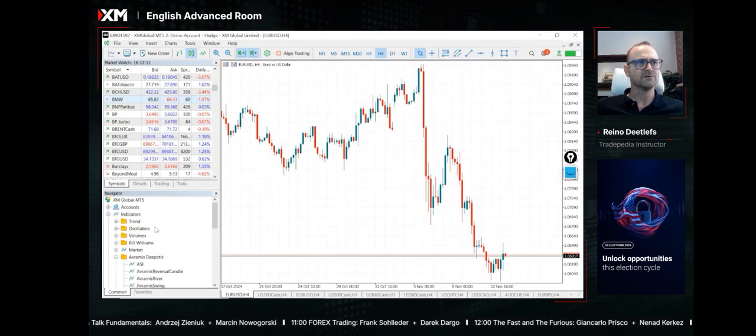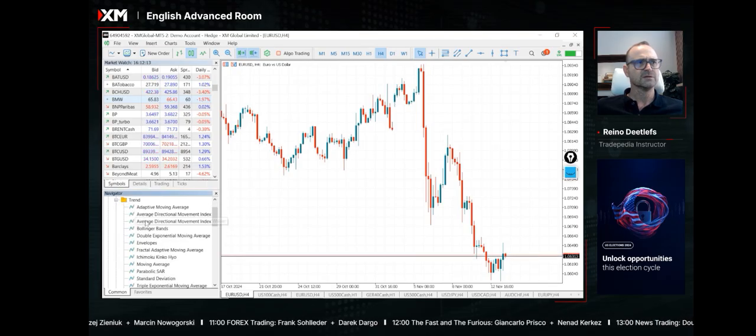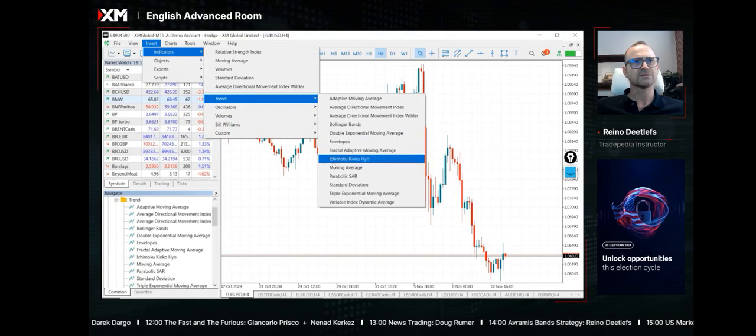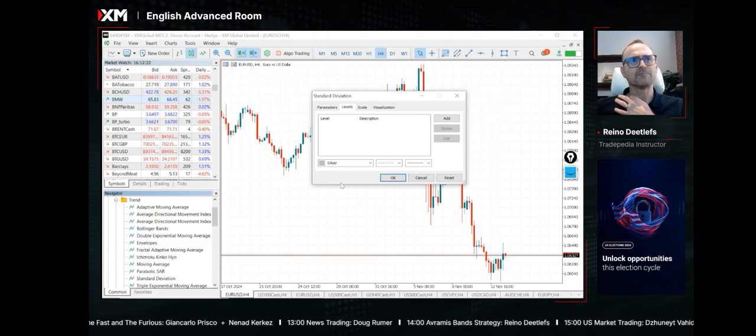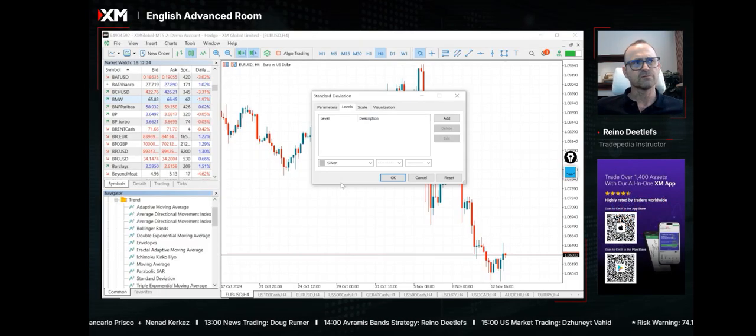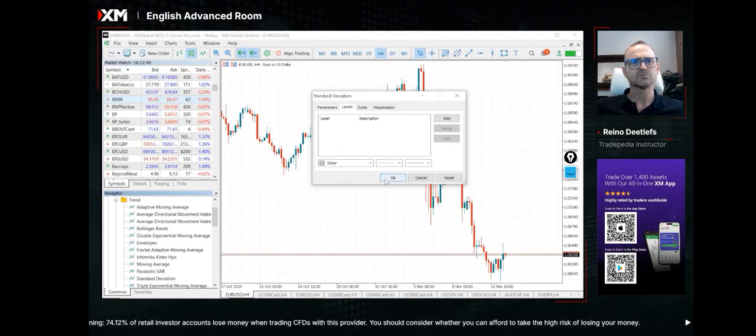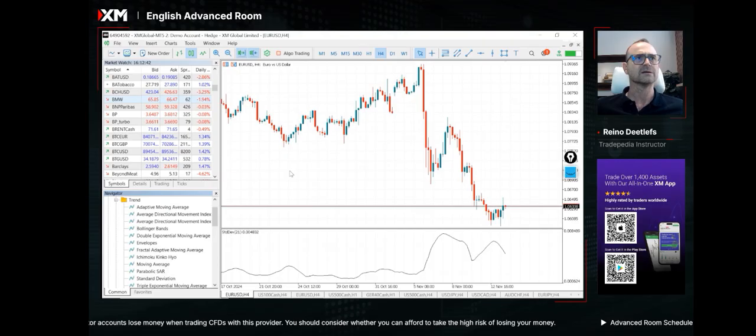Okay, so the main point here is standard deviation, and let me show you where you can find it. If you go to your trend folder in your navigator, you can also go upstairs to insert, indicators, trend, and you will go to standard deviation. You can just drag and drop it from your navigator onto your chart. The look back period is standard, it's 21. You can pick your color of choice. Levels, we don't need levels, so we just press OK. And this is pretty much what it looks like.